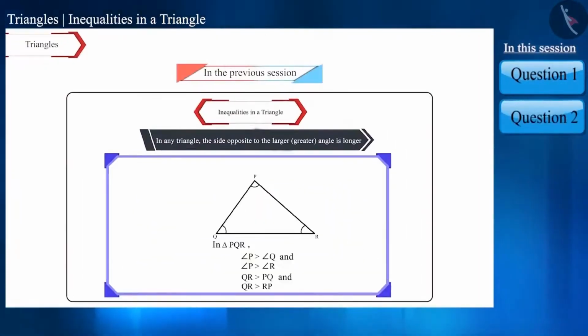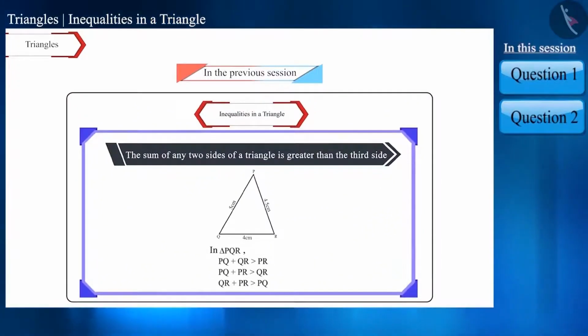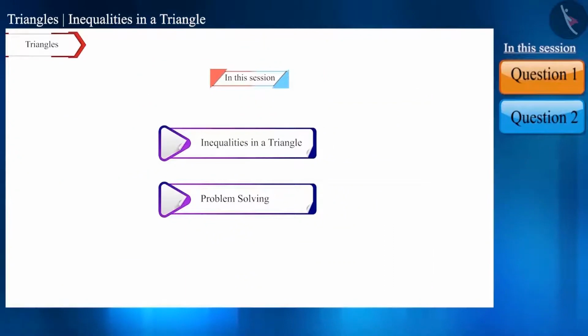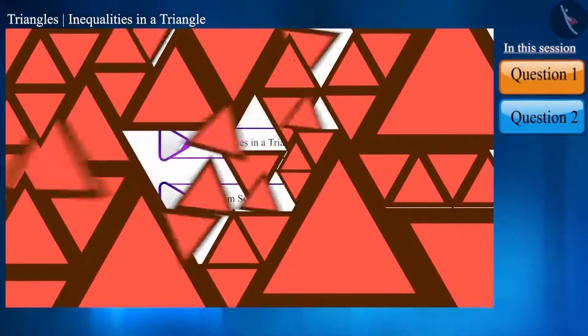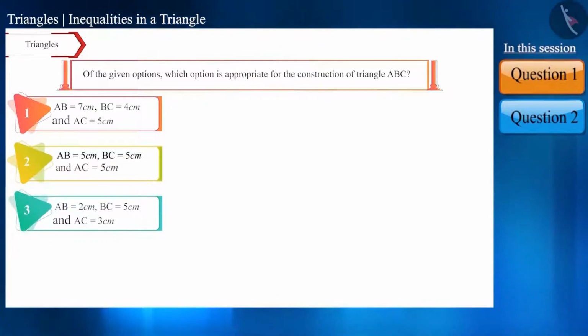In the previous video, we discussed inequalities in a triangle. Today, we will solve some questions based on the same. So let's start with the first question. Of the given options, which option is appropriate for the construction of triangle ABC?